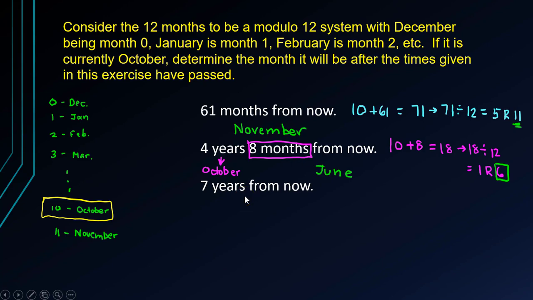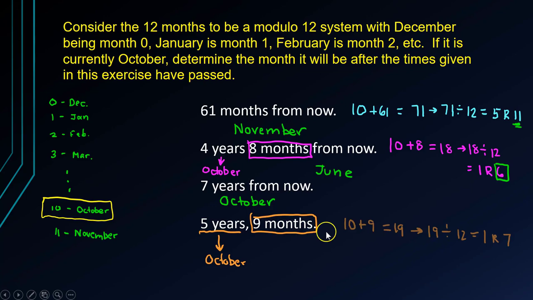7 years from now is kind of a no-brainer, because it's seven full years from now. So if I'm in October, 7 full years from now I expect to also be in October. And likewise, 5 years, 9 months. Again, I ignore the 5-year part, because that'll be 5 full cycles getting me back to October again. I'm going to add the 9 to the 10 and get 19. Dividing by 12 gives me a 1 with a remainder of 7. And of course, that remainder of 7 tells me that we would be in July.